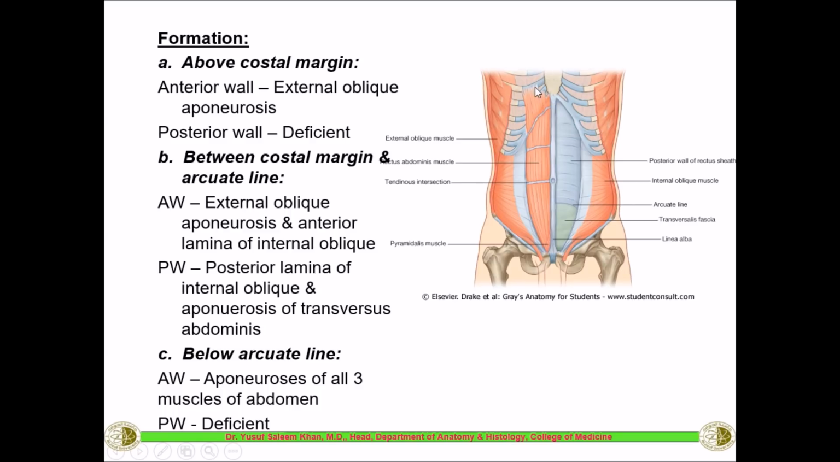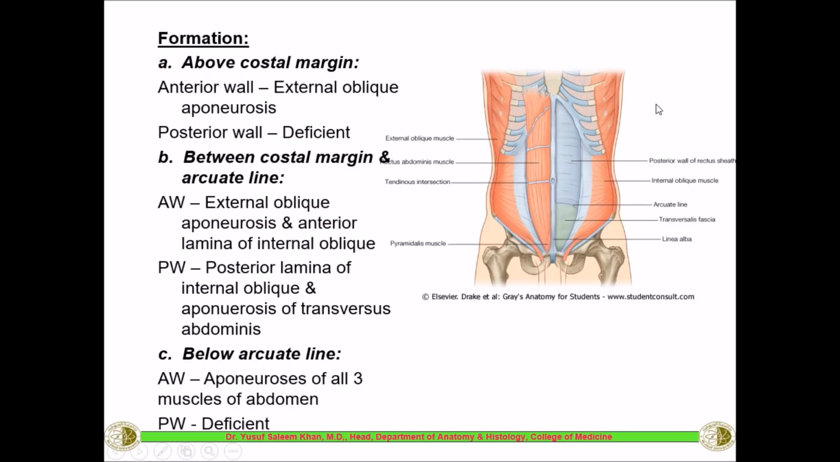So the rectus sheath above the costal margin will be formed by the external oblique only. Then posteriorly it will be deficient, because the rectus abdominis is getting inserted into the costal cartilages here. So there will be no posterior wall, because it is totally adherent to the costal cartilages. So there will be only an anterior wall.